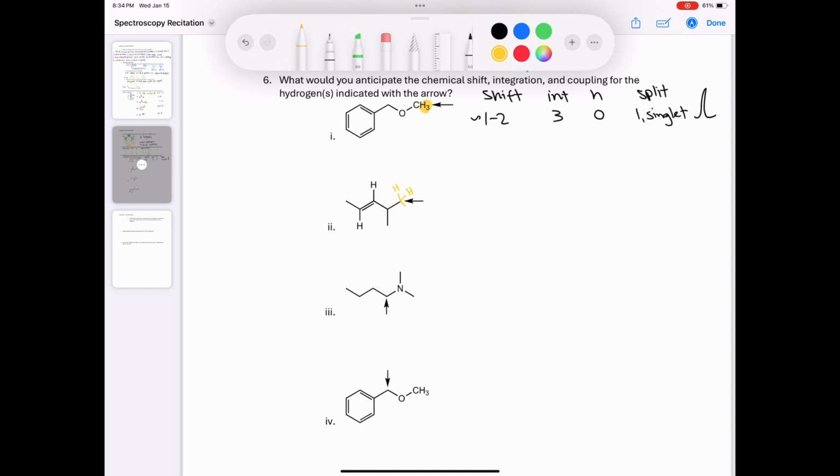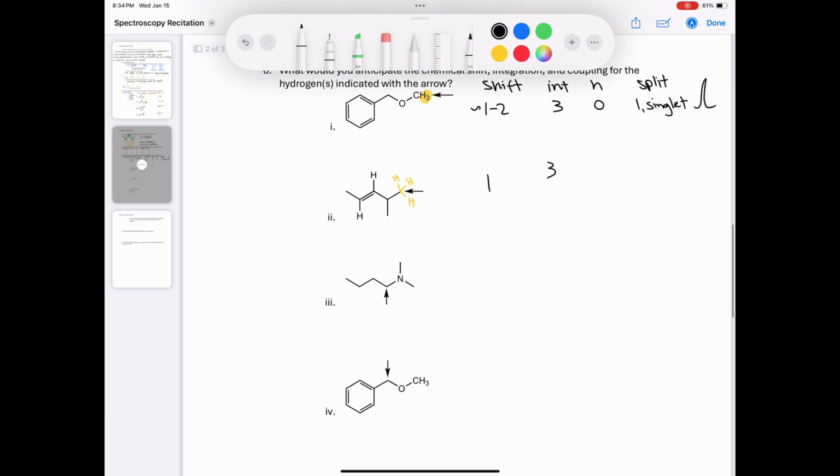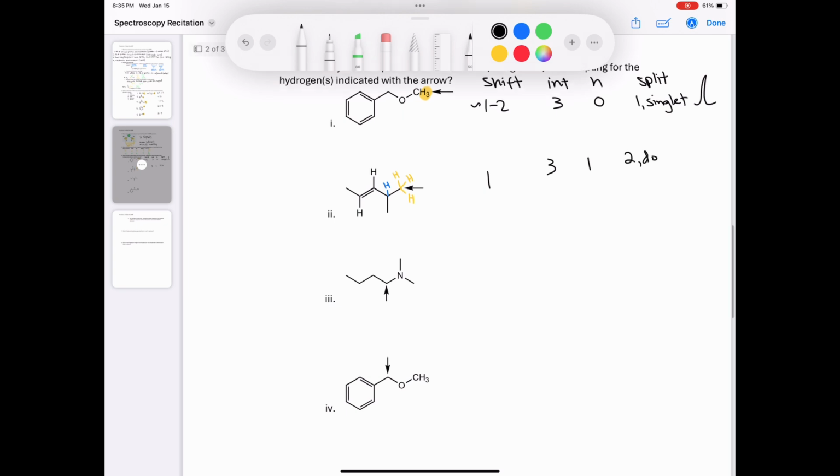So I'm going to draw those 3 in so you can see what we're talking about. Because this is a carbon-hydrogen bond, this shift is also going to be around 1. Again, it's primary, so closer to 1 rather than 2. And there's 3 protons here making the signal, so the integration is 3. Then for splitting, there's only 1 neighbor on that adjacent carbon, highlighted in blue there. So the splitting is going to be 2, or a doublet.